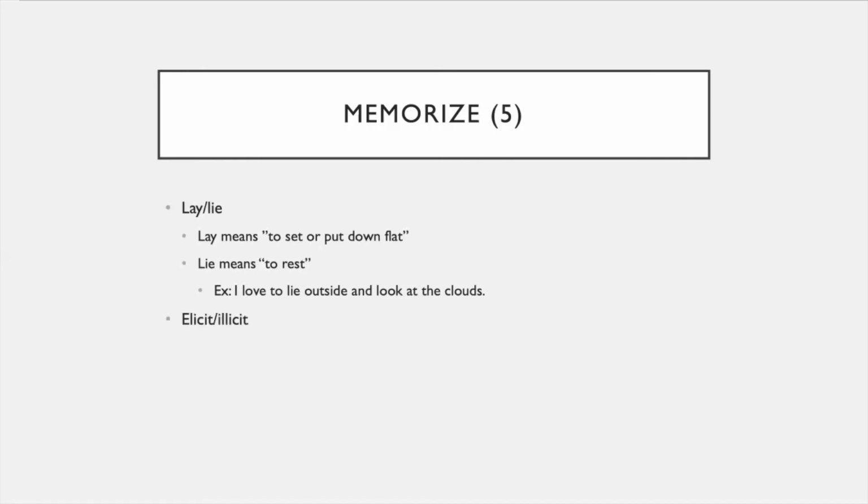Elicit versus illicit. So elicit means to draw out, and illicit means illegal. So the prefix ILL is something bad. So knowing the prefix could help you in this case, or knowing that illegal is spelled ILL and then illicit is spelled ILL could also help.